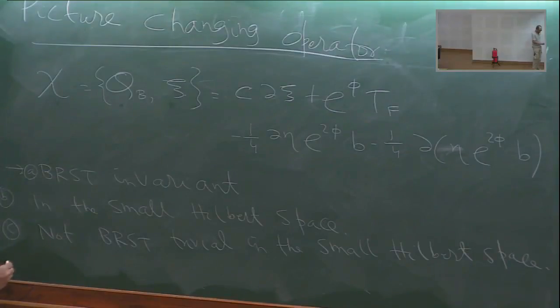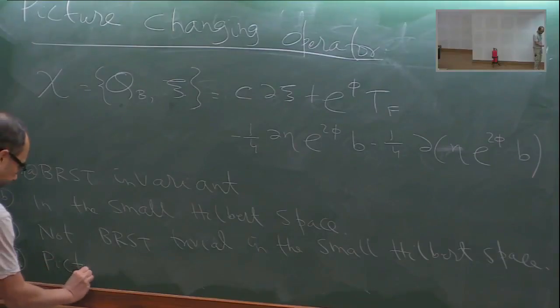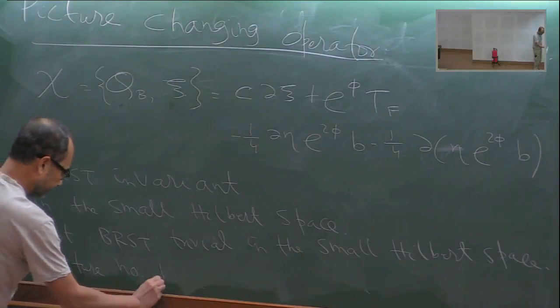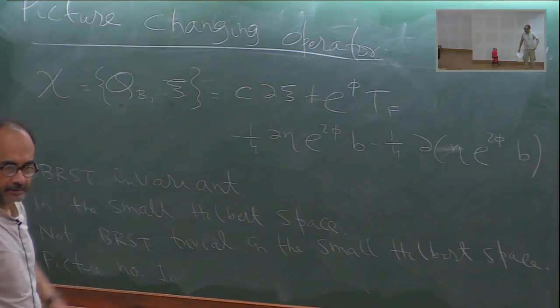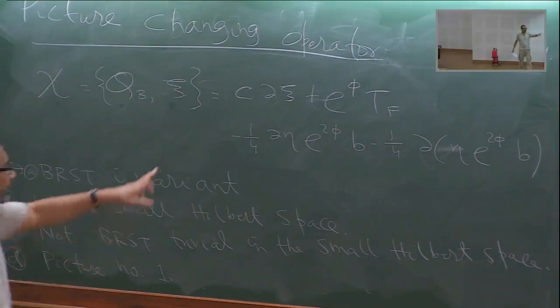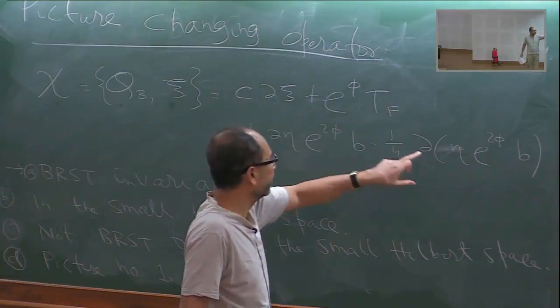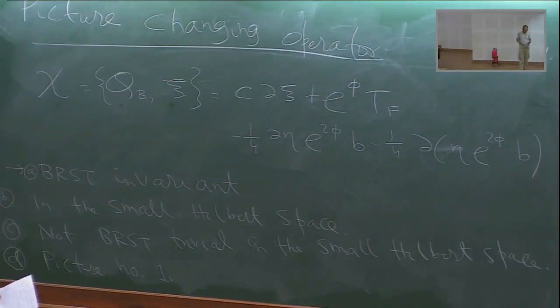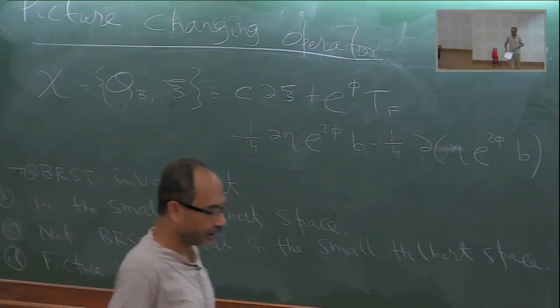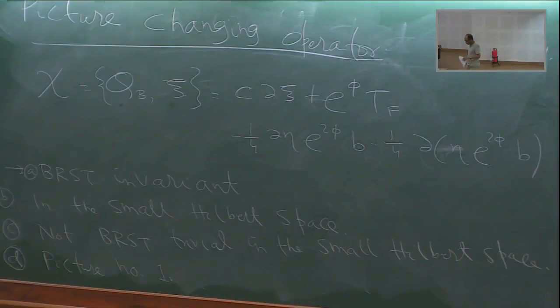And the final property, which gives it its name, is that it has picture number 1. Essentially because QB has picture number 0 and Xi has picture number 1. You can count each of these individually and you can see that each term has picture number 1. So this will play an important role for reasons that I'll explain soon.